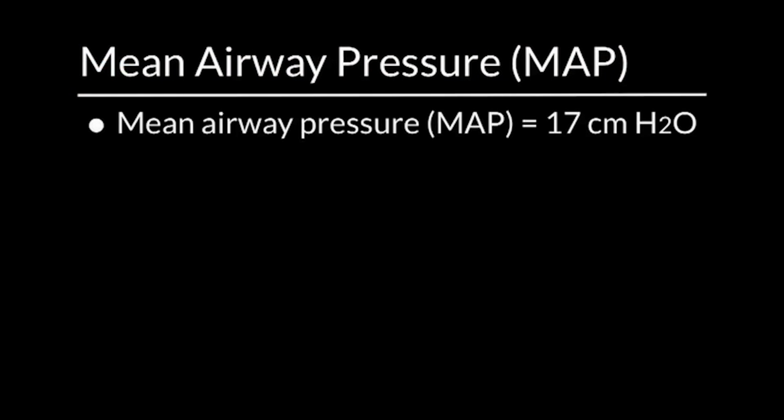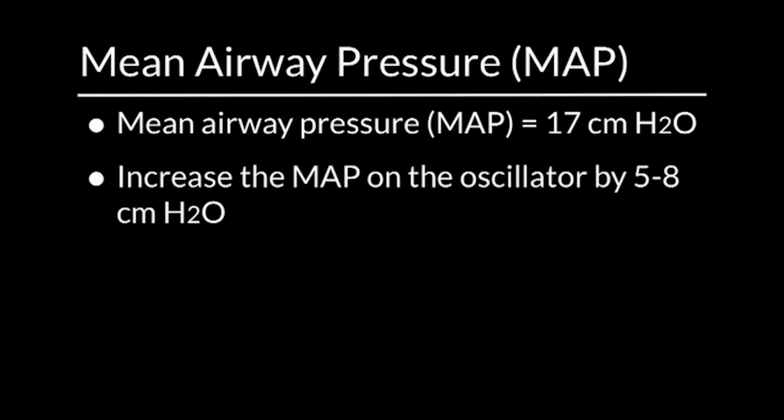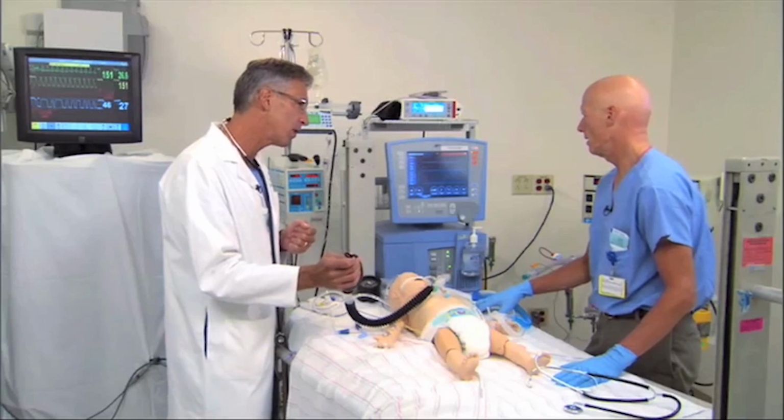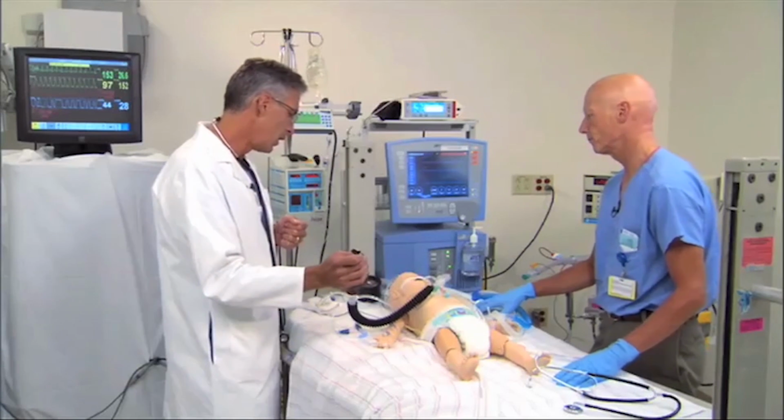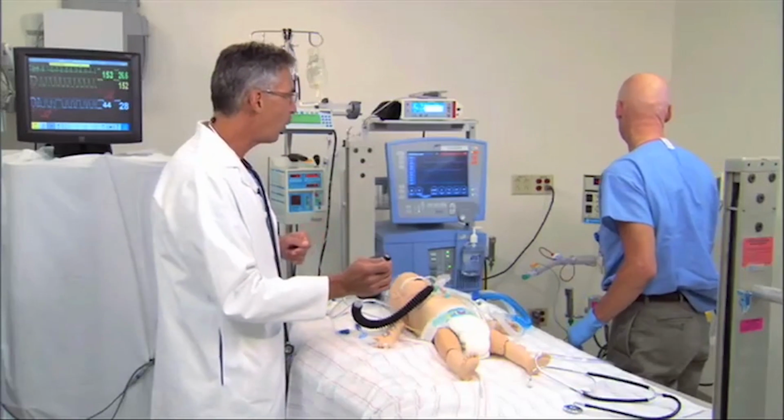Our mean airway pressure is about 17 on conventional. So we typically say we're going to increase the mean airway pressure on the oscillator somewhere between 5 and 8 centimeters. So Barry, what do you think, 22 or 23 centimeters? I think so, John, because we were still on 80% oxygen as well. So let's set up the ventilator that way.